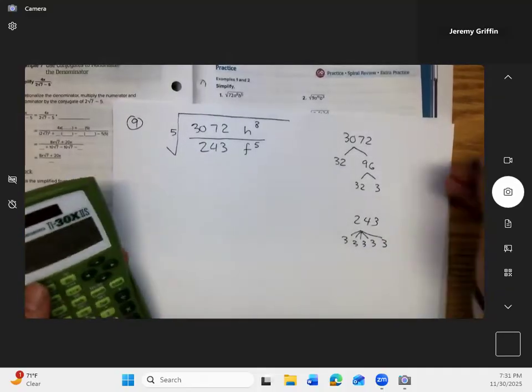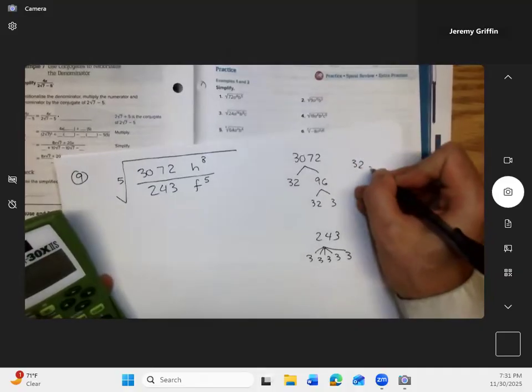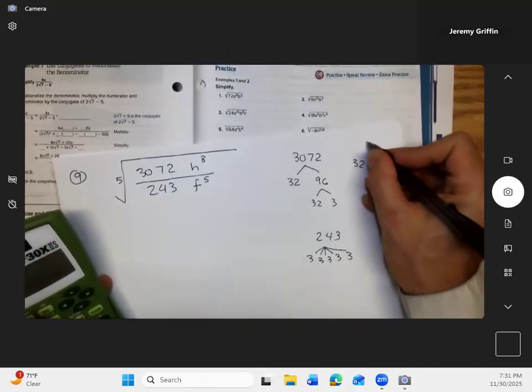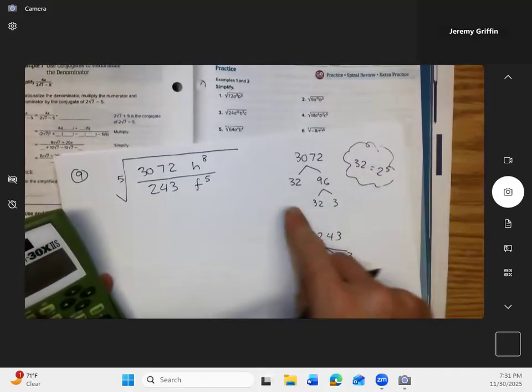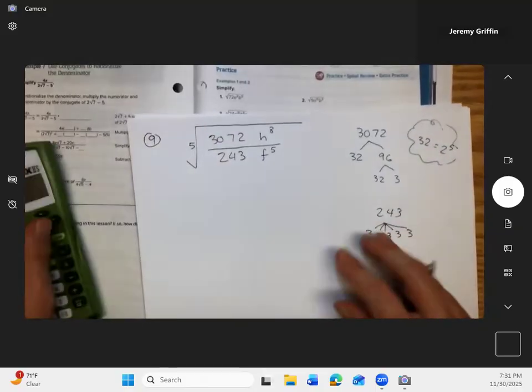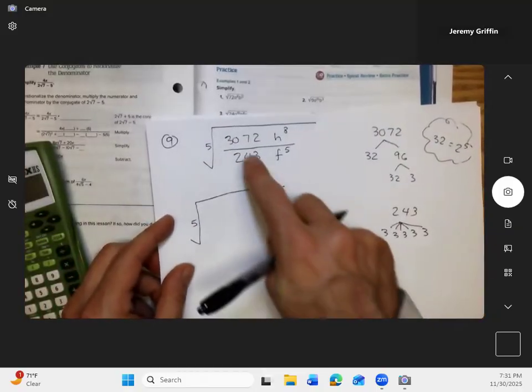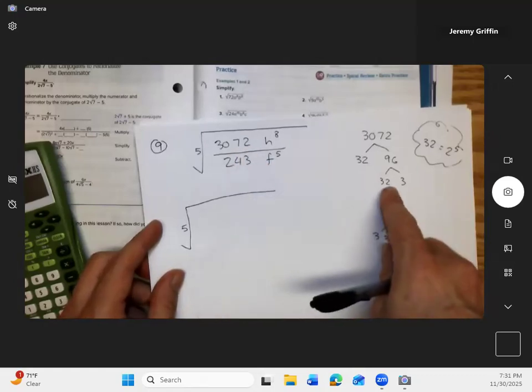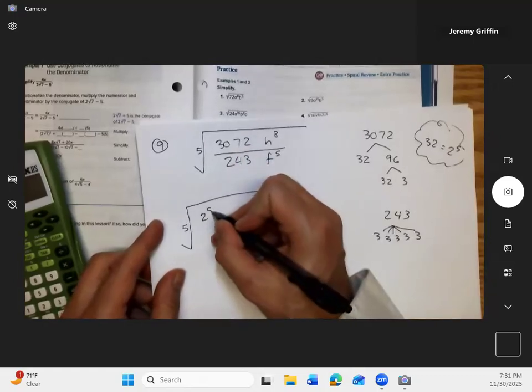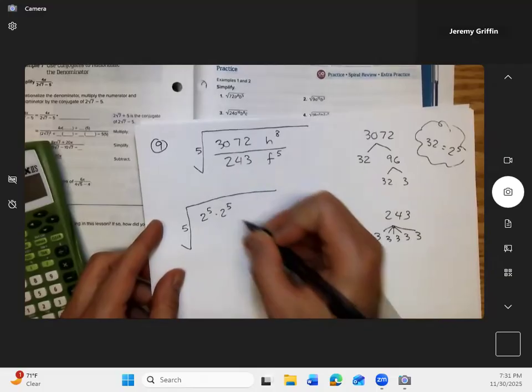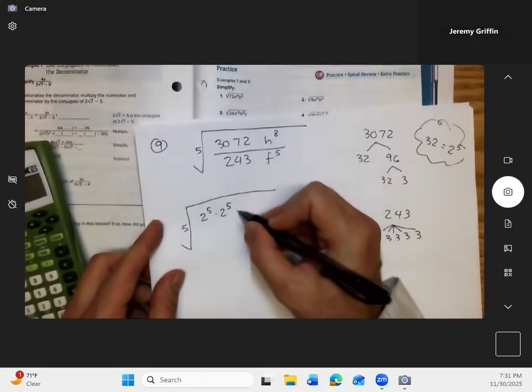32, by the way, is 2 to the 5. Maybe I should have written it that way. So 2 to the 5 here, 2 to the 5 here. All right. So bring us back. So I got the fifth root of 3,072, that just came out to 2 to the 5 times another 2 to the 5. And I have this 3 left over, so times 3.